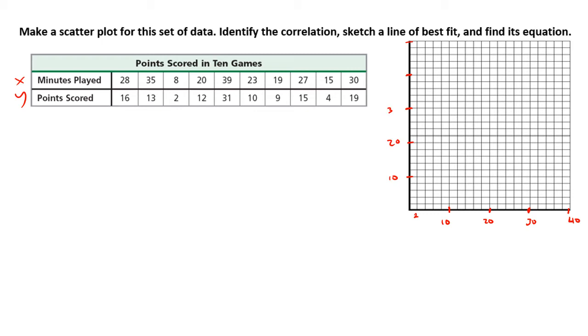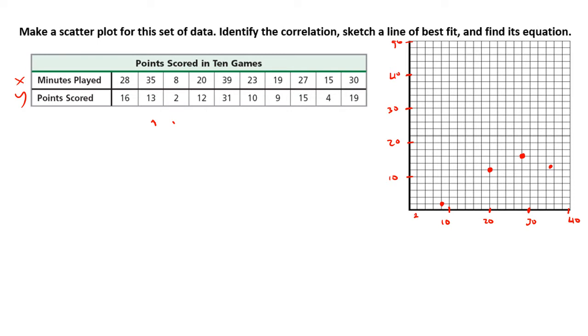Ten, 20, 30, 40, 50. When x is 28, y is 16. When x is 35, y is 13, x 35 is in the middle, y 13 is in the middle. When x is 8, y is 2. When x is 20, y is 12, that's another point.